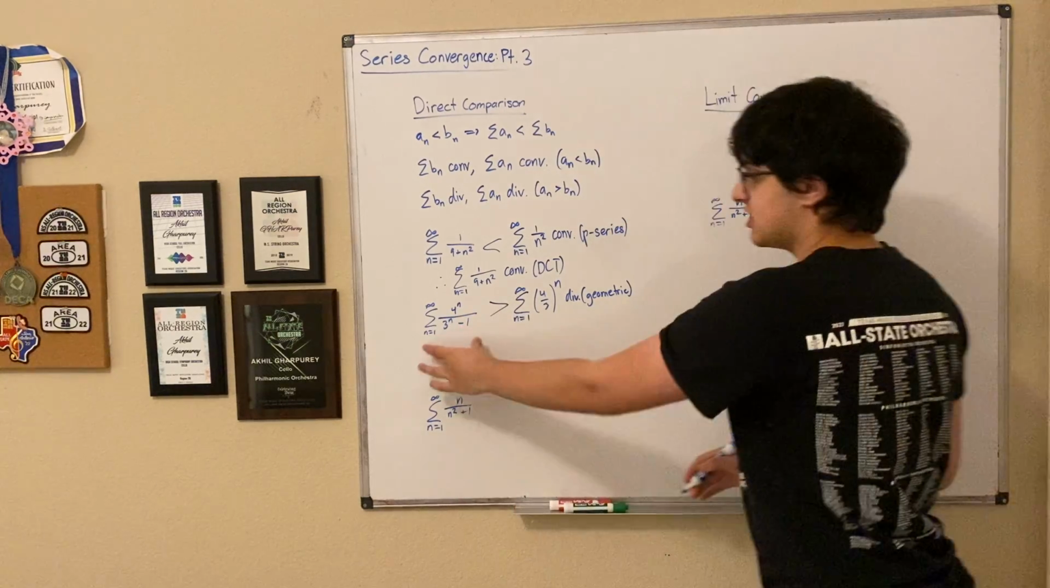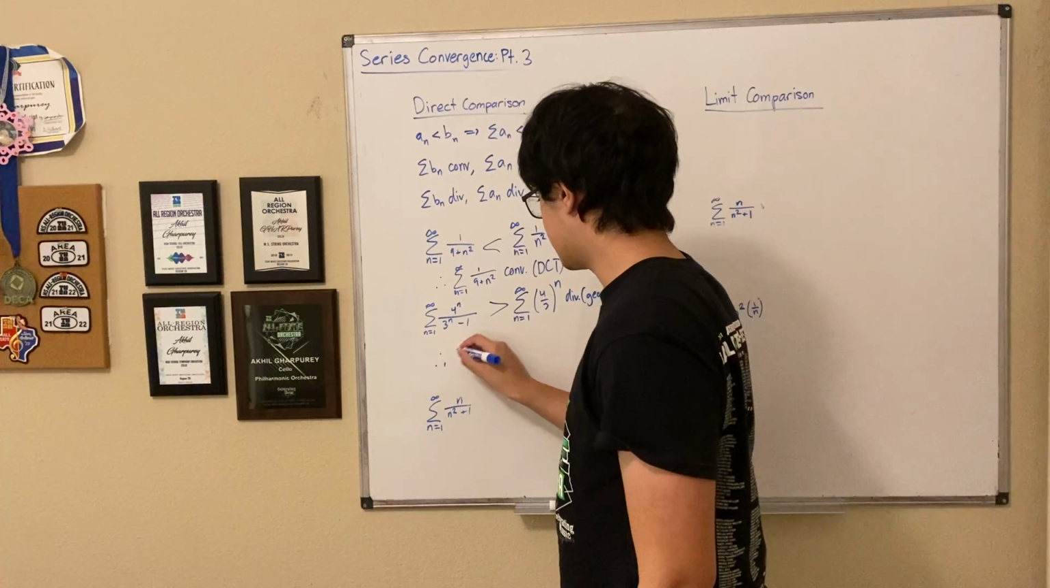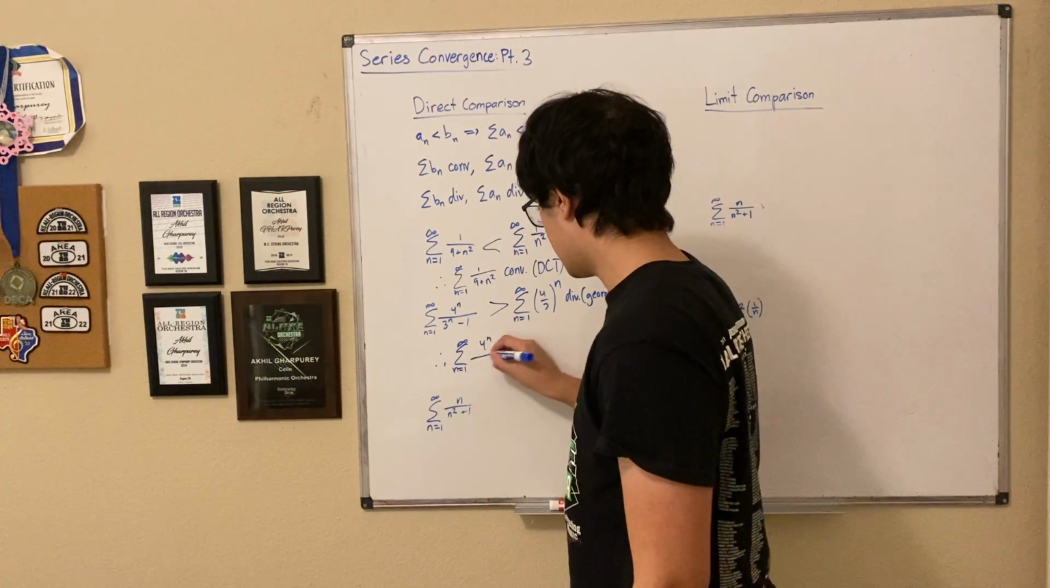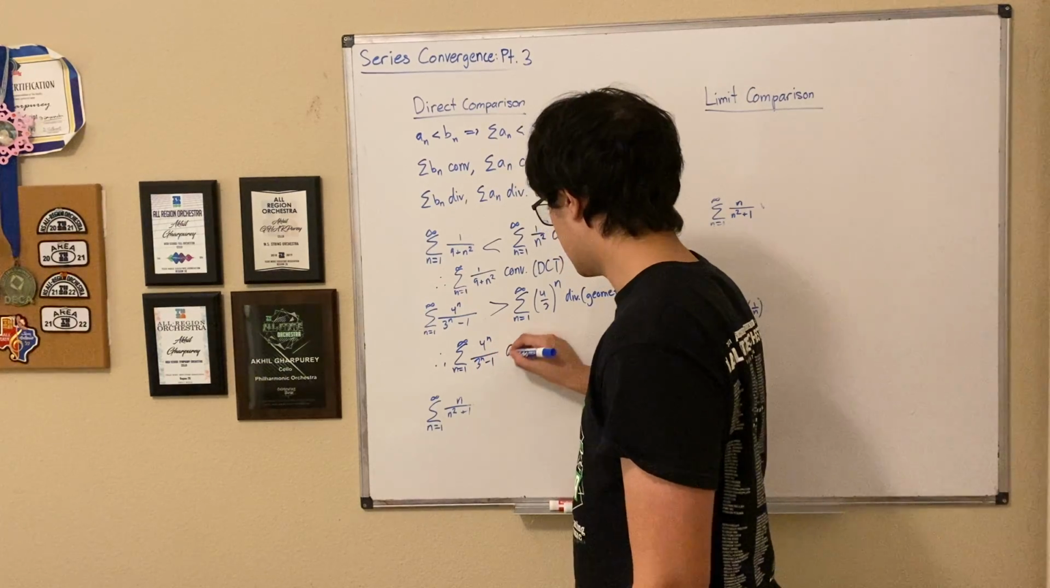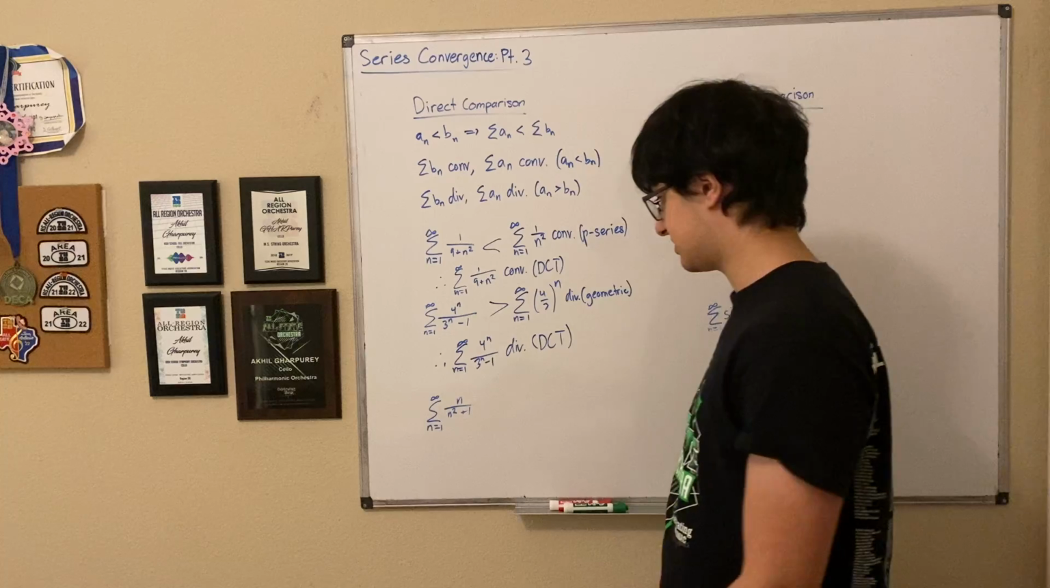So since this series right here is greater than a known divergent, this series from 1 to infinity of 4 to the n over 3 to the n minus 1 also diverges by the direct comparison test.